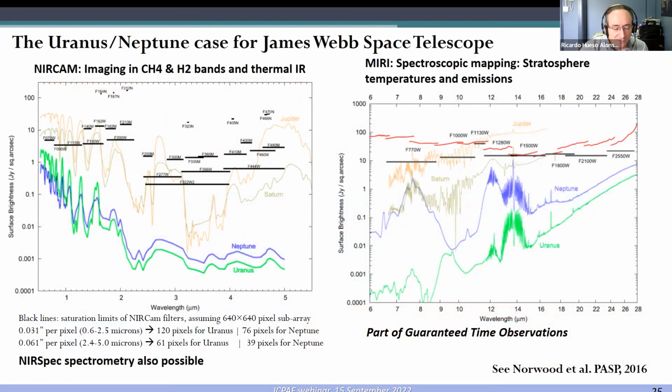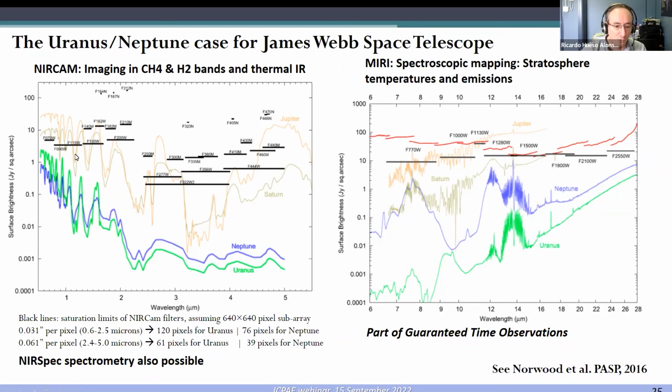Here you can observe spectra of Uranus and Neptune in the near infrared up to 5 microns on the left, and in the thermal infrared from 6 microns to 28 microns. And these horizontal lines correspond to different filters that are available in the James Webb Space Telescope that are going to sample different depths of the atmosphere, because this light is observed in the atmosphere at different depths.